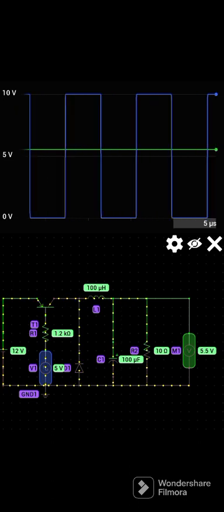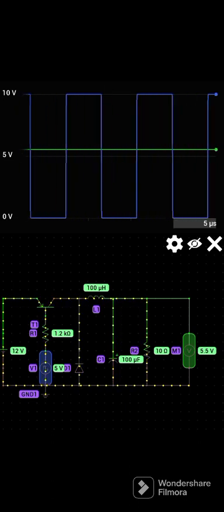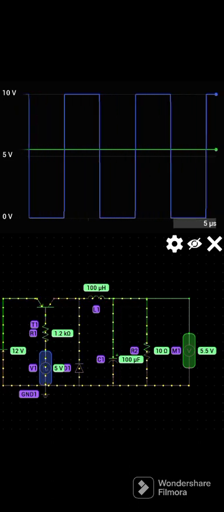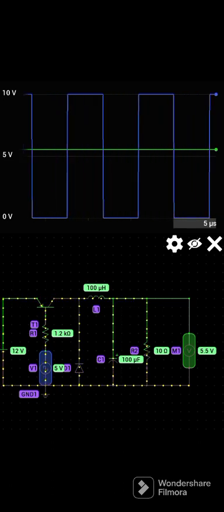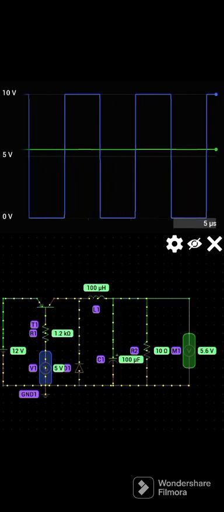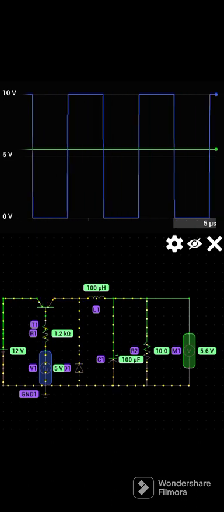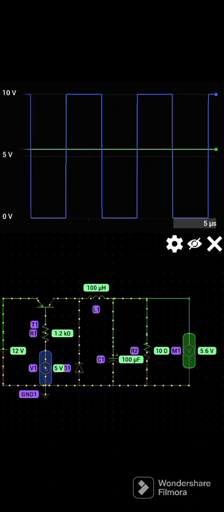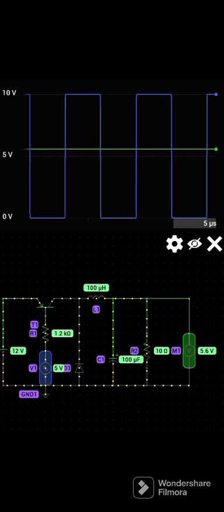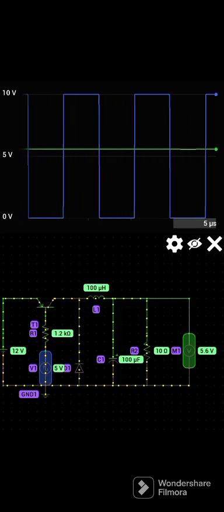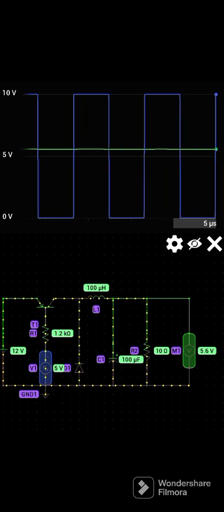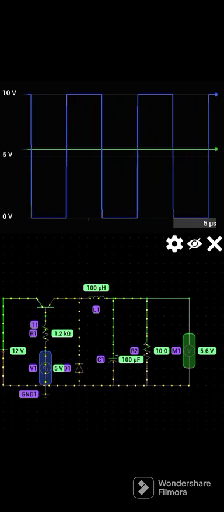Now, the output voltage of a buck converter can be adjusted by changing the duty cycle of the PWM signal. The higher the duty cycle, the higher the output voltage, while the lower the duty cycle will result in a lower output voltage. The output voltage can also be adjusted by changing the value of the output capacitor or inductor.